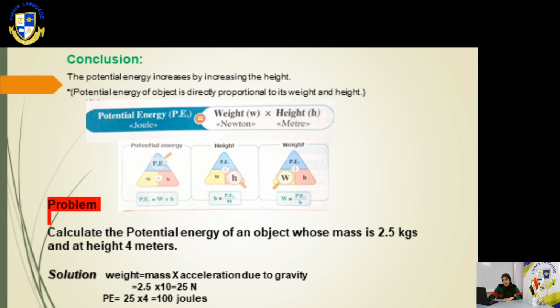Weight equals m times g equals 2.5 times 10 equals 25 Newton. Now we will calculate the potential energy. Potential energy equals weight times height equals 25 times 4 equals 100 joule.